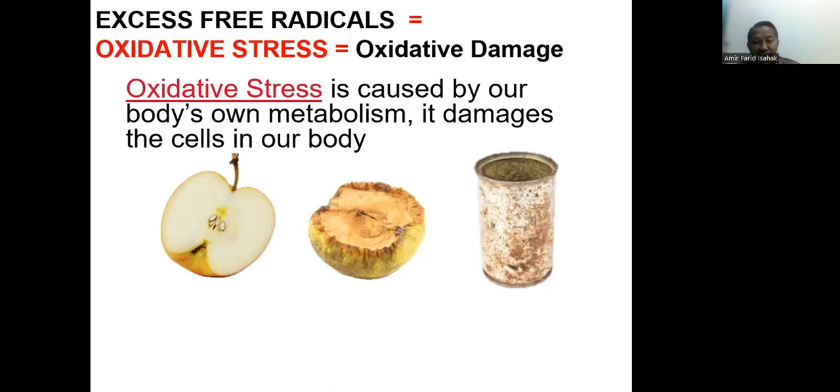Likewise, the tin can exposed to the air, the iron there will result in rusting. You can see with your own eyes what oxygen and oxygenation can do. Likewise, in our system also, we breathe oxygen. Oxygen is important for life, but oxygen is also the driver behind this process of free radicals and oxidative stress.